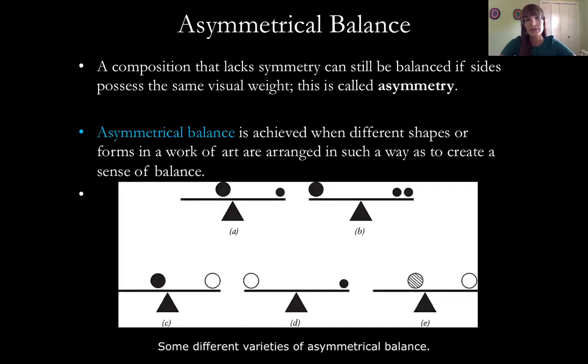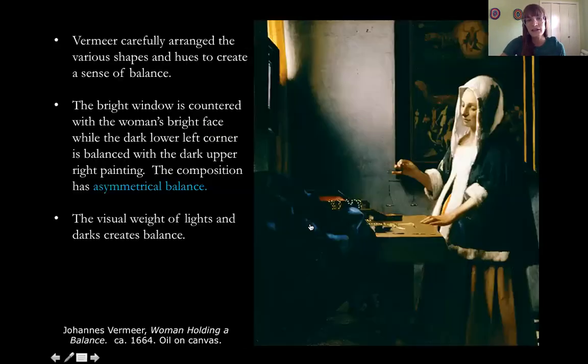Asymmetrical balance is achieved when different shapes or forms in a work of art are arranged in such a way to create a sense of balance. So you can see here this kind of graph showing how this might work. For instance, if you have something small that's really dark on one side and then something big that's really dark but in the middle, that's a way to balance it, and so forth. So let's look at an artwork.